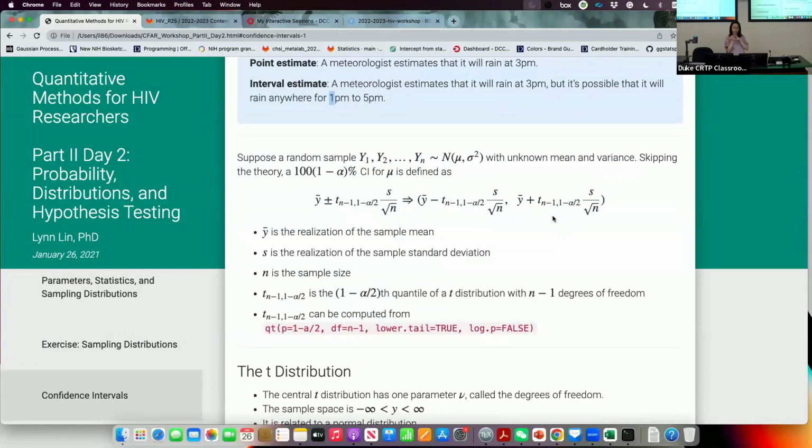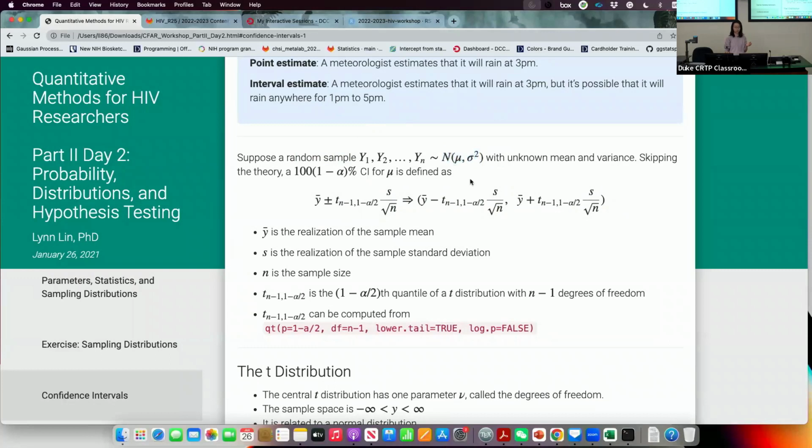Okay, so the reason that we first derive this sampling distribution of the sample mean is that from this sampling distribution, we get to construct the confidence interval. So, again, I'm going to skip all the details, but this is the confidence interval formula that people use if the random variable y is from a normal distribution.